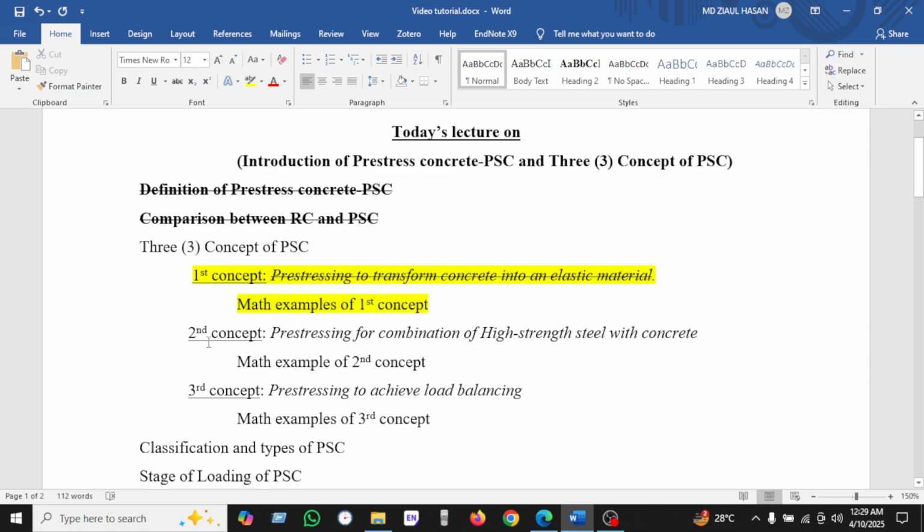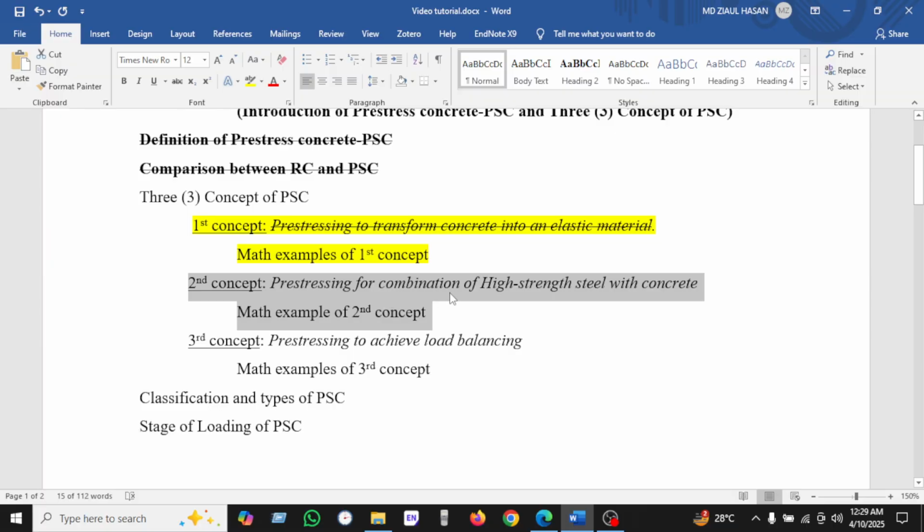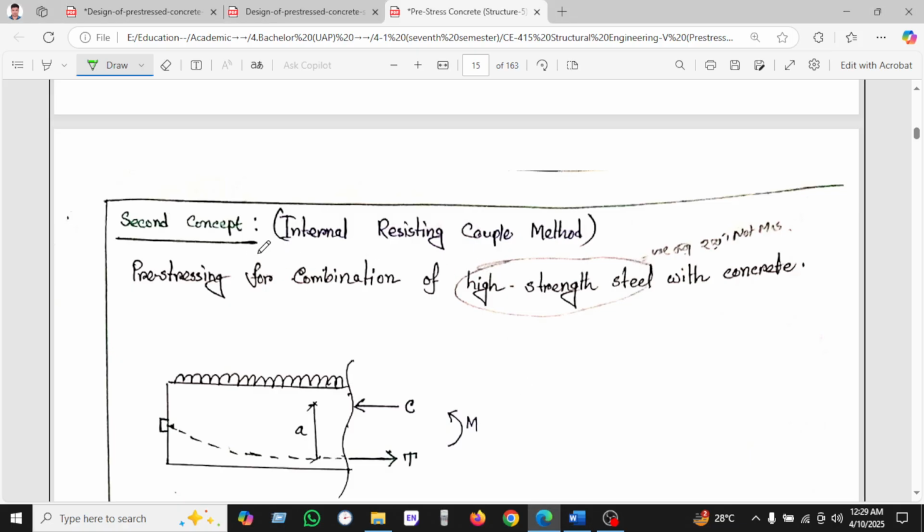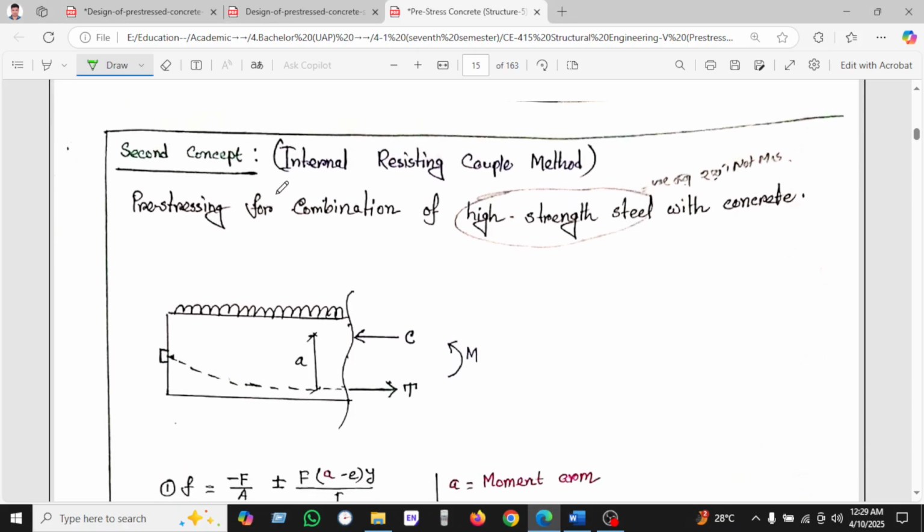Now we can see another second concept, which is prestressing for combination of high strength steel with concrete method. Okay, and this is the second concept, the internal resistance couple method. So you can see prestress for combination of high strength steel with concrete. So it is the internal resistance couple method.